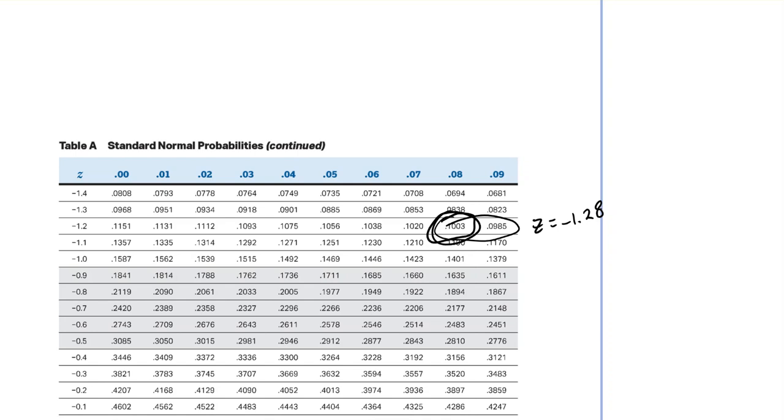Now, if you don't like taking this value because it's a little bit off, what some people will do is actually average the two z-scores here. So negative 1.28 and negative 1.29, they might take the average to get a z of negative 1.285. It's fine to just take the one that's closer though. So I'm going to take negative 1.28.